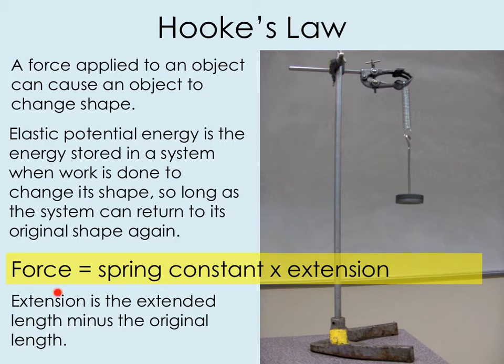Hooke's law states that the force is equal to the spring constant multiplied by the extension, where the extension is the extended length minus the original length. And you need to know about the units. So force is measured in newtons, extension is measured in meters, which means that the spring constant will be measured in newtons per meter.